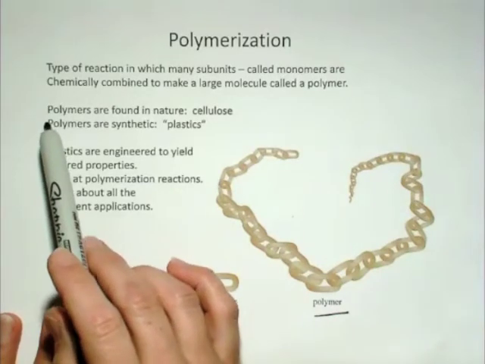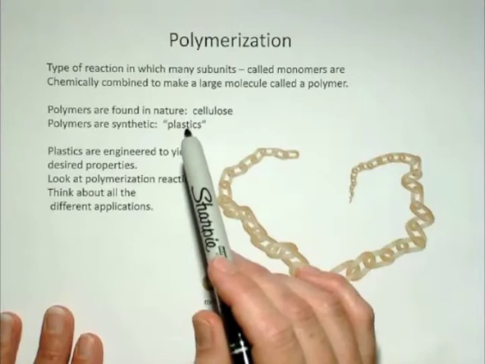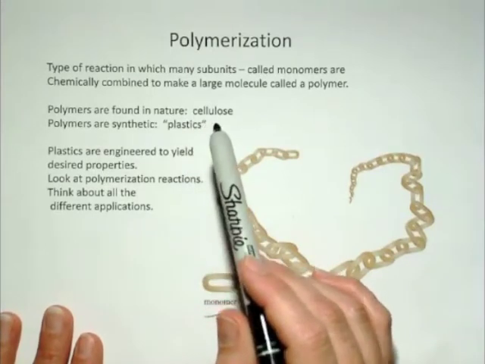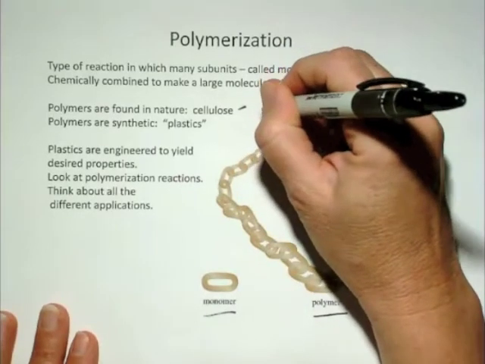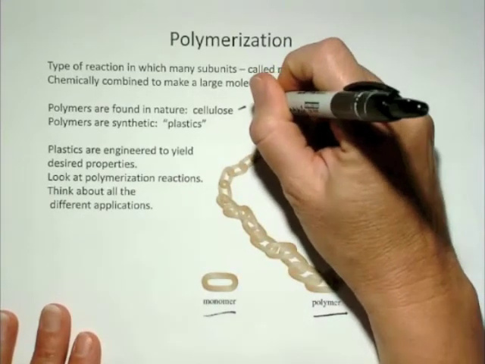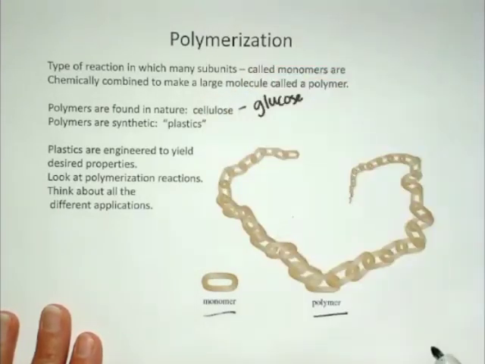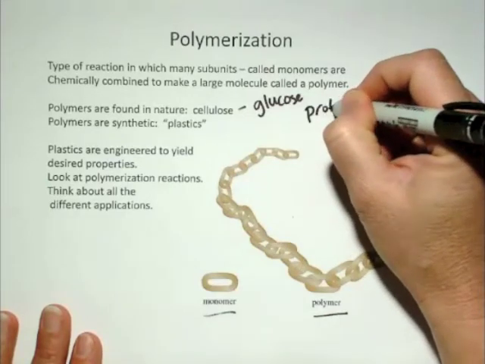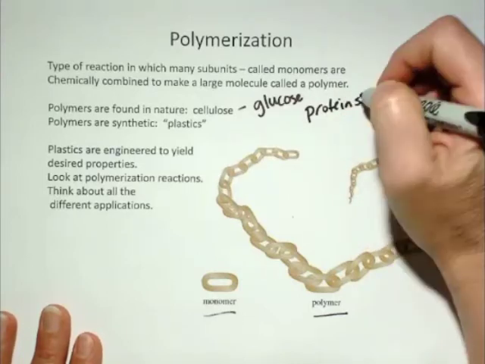Polymers are found both in nature and synthetic. An example of a polymer that's found in nature is cellulose. Cellulose is the polymer. The monomer units that combine to form cellulose are glucose. Okay, this is the stuff of which plants are made. Another common natural polymer that you've probably heard of before is proteins. And the monomer units in a protein are the amino acids.